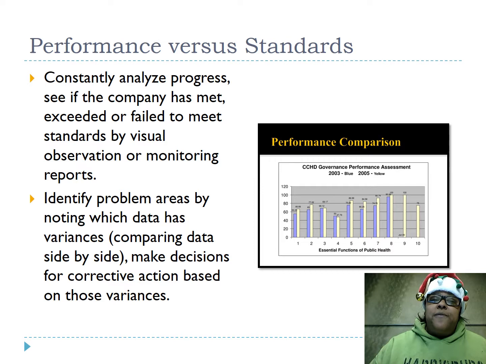So, performance versus standards. You want to constantly analyze progress. You want to see if the company has met, exceeded, or failed to meet the standards by visual observation or by monitoring reports. You have to identify the areas that are problematic by noting which data has variances. Compare your data side by side. Make decisions on corrective action or supportive action based on those variances.